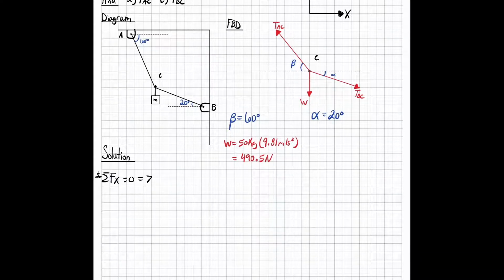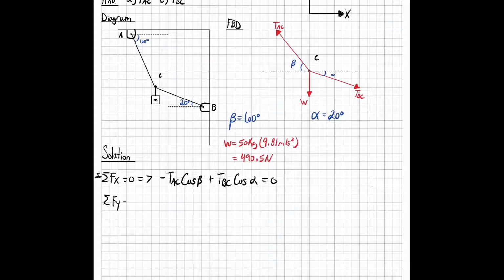If we look at our free body diagram, we have tension AC going negative, which is to the left of C, times its trigonometric angle, so the cosine of beta, which we know. And now tension BC is going positive in the x direction, times its angle, which is the cosine of alpha, all equal to 0.